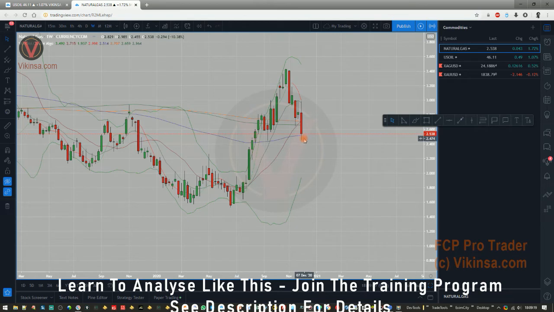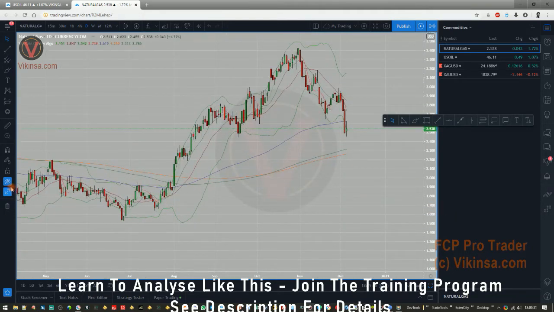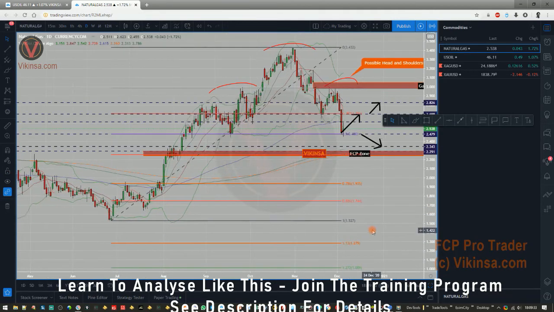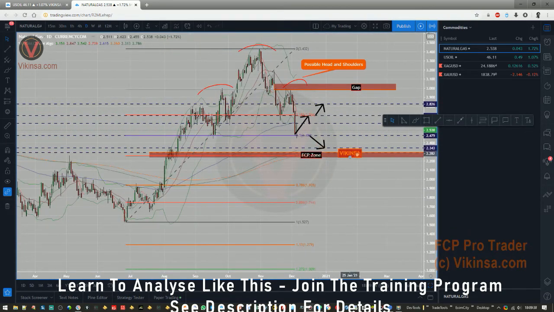But right now what we can see is that we have a W pattern here, and towards the end of the W pattern the market has been falling. And now if I go to the daily time frame, what do I see? This is the analysis that I posted on TradingView on your request.